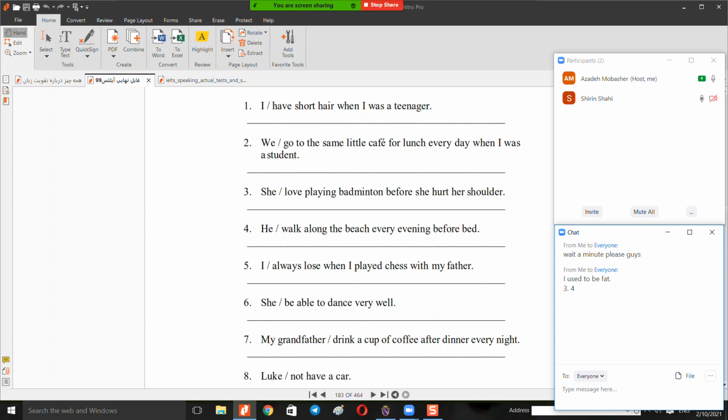And the next one is my grandfather. Both of them, used to drink and would drink, after dinner every night. Yes, of course.